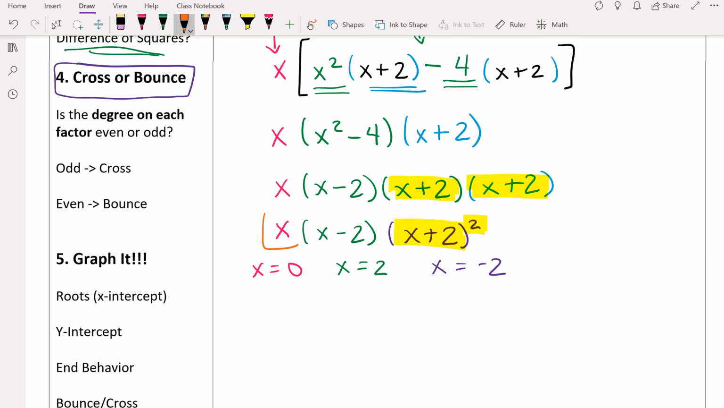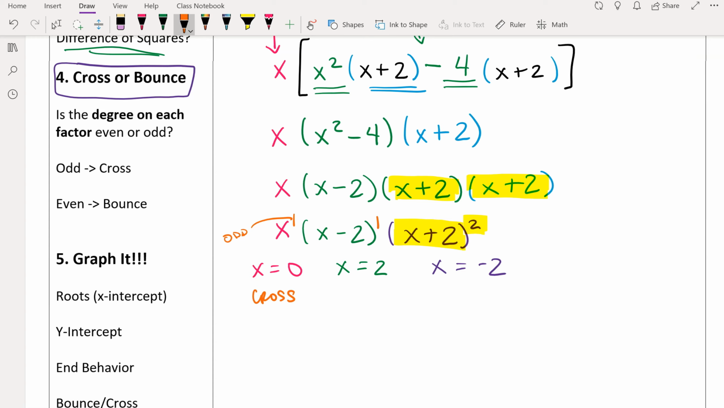So what's the exponent on this factor? Well, there's no exponent that I see, so that means the exponent is 1. So let's go ahead and put a 1 there. What about the x minus 2 factor? Do we see an exponent on that? No, so the exponent is 1 again. And then we do see an exponent on the x plus 2 factor. The exponent is 2. Okay, so at x equals 0, our exponent is 1, which is odd. So at x equals 0, we're going to cross.